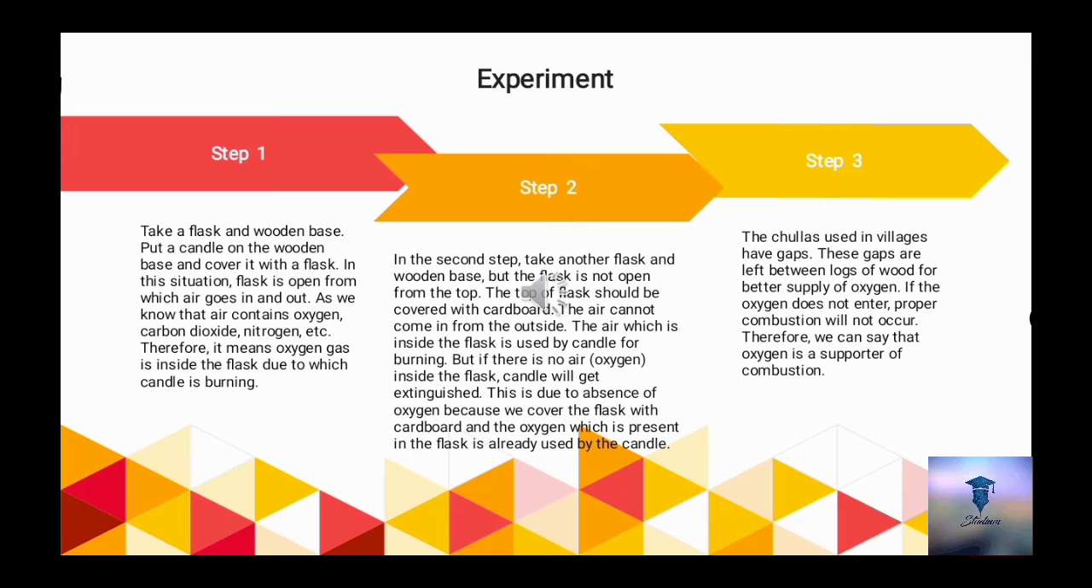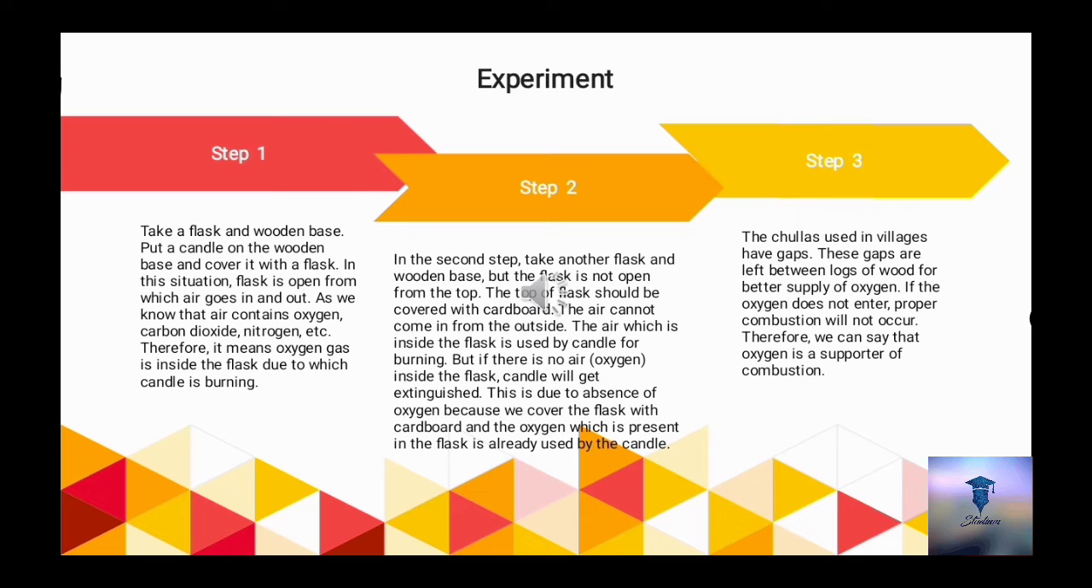In the second step, take another flask and wooden base. But the flask is not open from the top. The top of the flask should be covered with cardboard. The air cannot come in from the outside. The air which is inside the flask is used by the candle for burning. But if there is no air, that is oxygen, inside the flask, the candle will get extinguished.